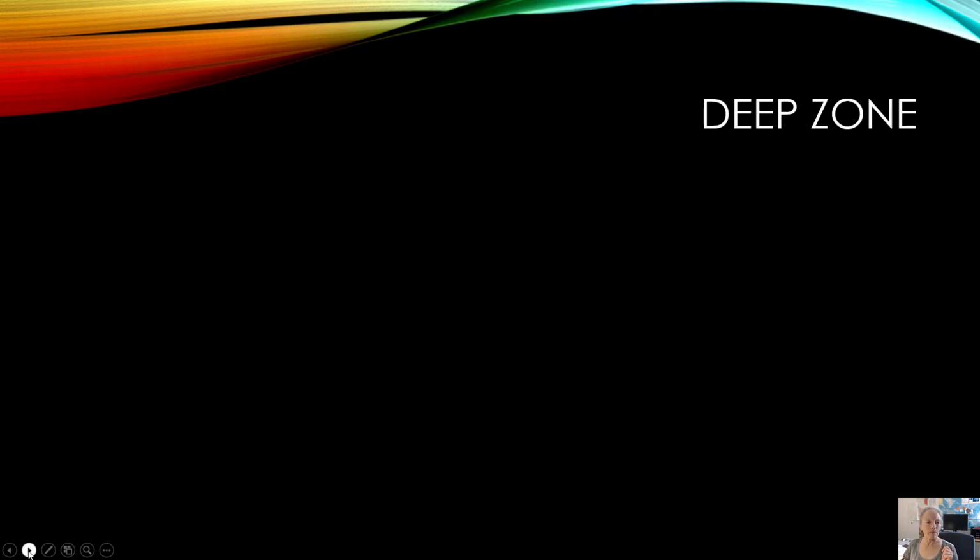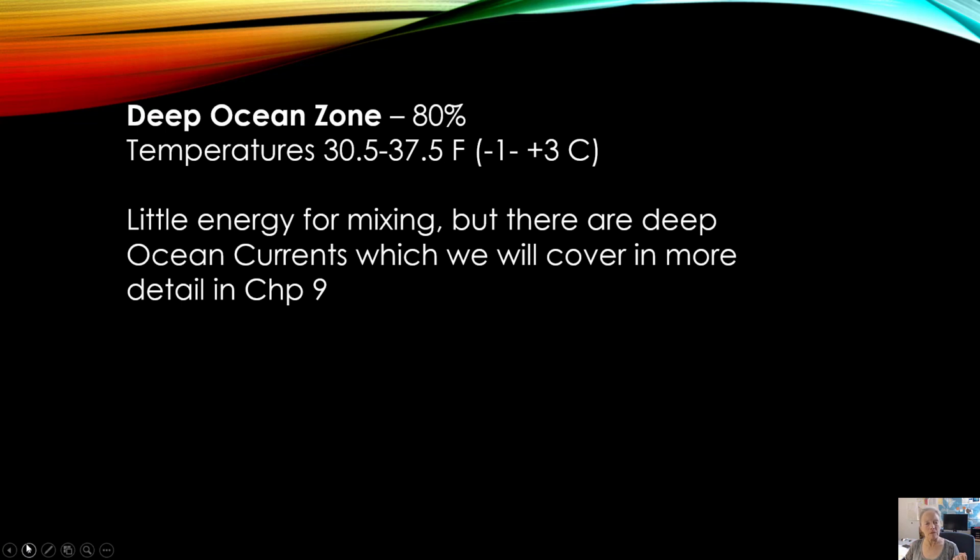All right, the deep zone, what about it? Well, it's deep. As I was saying, it's not very much above freezing. They have their temperatures here, 30.5 to 37.5 Fahrenheit, which is -1 to +3 in Celsius. There's very little energy down there because it's very cold. There is stuff going on down there, but we'll cover the surface and the deep ocean much later. Right now, the pycnocline is really what we're interested in.